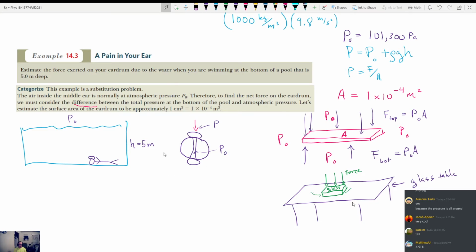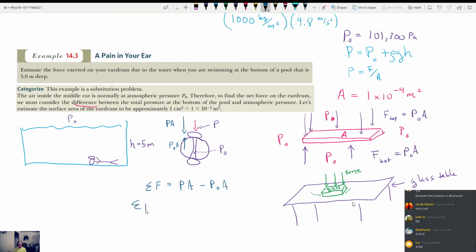Let's talk about how we solve it. I don't know specifically what you all did. There's lots of ways to do this. I'll just show you what I would do. So we know that the pressure on the inside of the ear is P naught, and we know that the pressure on the outside of the ear is P, right? So we can turn those into forces. And we can say the force on the outside of the ear is going to be PA, and the force on the inside of the ear is going to be smaller, and it's going to be P naught times A, right? And the net force is going to be the difference between the two of them. I'll take the larger one, which is PA, minus the smaller one, which is P naught A.